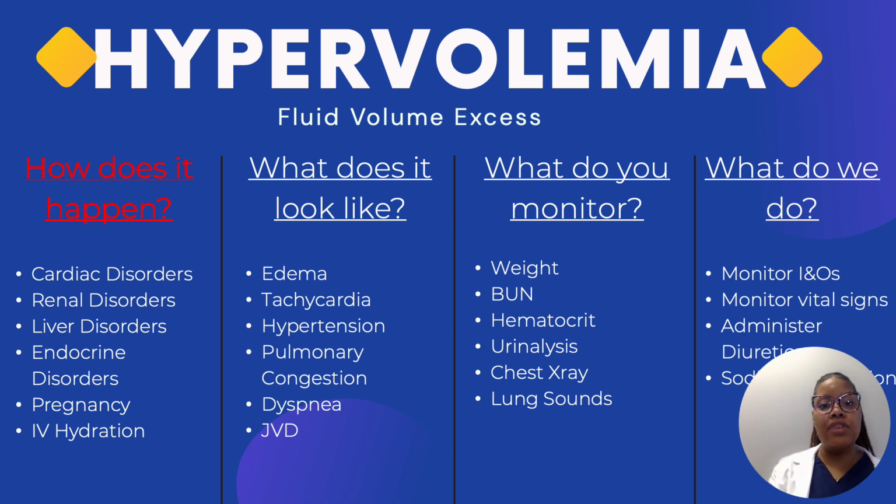You could have endocrine issues such as SIADH, in which you have an excess amount of ADH, which causes water retention and dilutional hyponatremia. And then pregnancy, so you have that increased blood volume and fluid retention, especially in the later stages of pregnancy. And then it could also be caused by IV hydration.